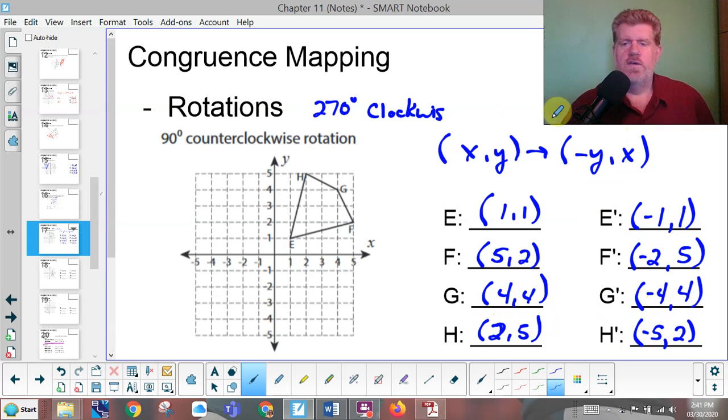Now, when I ask you to do this, these are nothing I need you to memorize. I'm going to send you this document, so you'll have these formulas when I ask you to do it. So let's see if we get the right shape. So negative 1, 1, negative 2, 5, negative 4, 4, and negative 5, 2. So we end up with this.